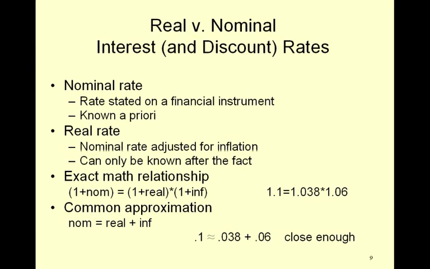So if you have a financial instrument that says it pays you 10%, to find out what it really pays you after inflation, you want to subtract the rate of inflation from that 10%. And there it is. The difference between the 10% and the 6% is going to be the real rate of interest that you earn after inflation. So we could actually solve this expression for real rates, and the real rate is equal to the nominal rate minus the rate of inflation.